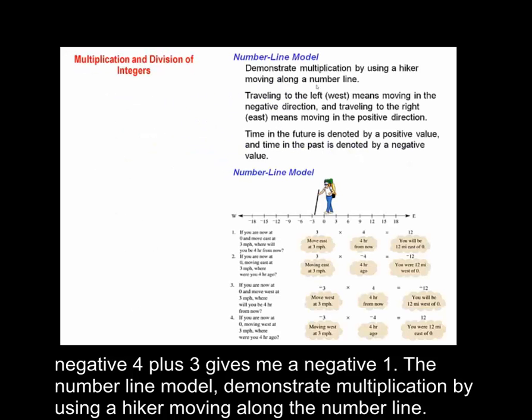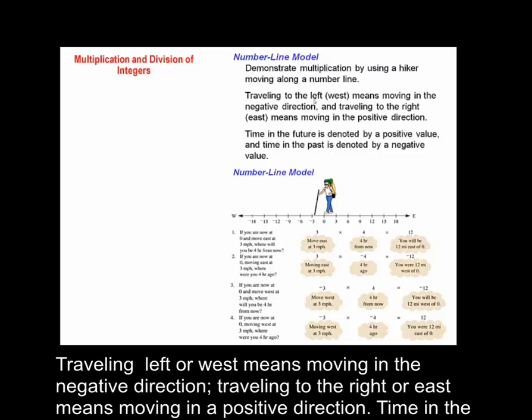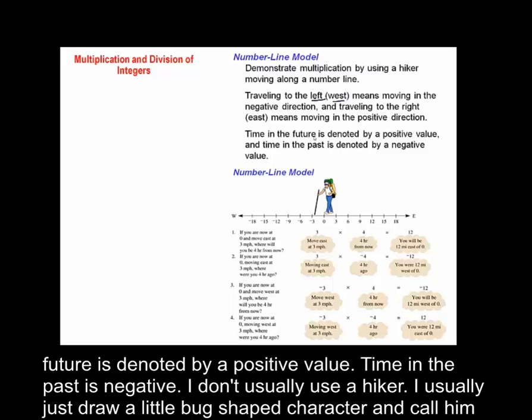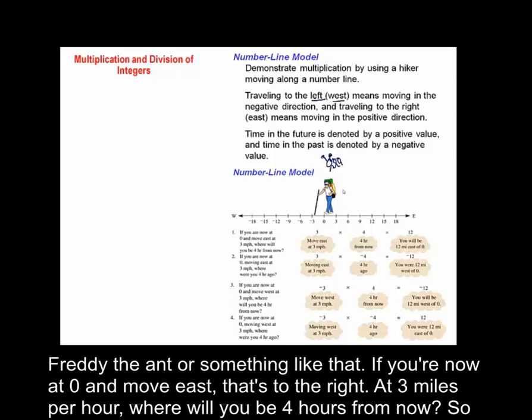The number line model. Demonstrate multiplication by using a hiker moving along a number line. Traveling left or west means moving in the negative direction. Traveling to the right or east means moving in the positive direction. Time in the future is denoted by a positive value. Time in the past is negative. I don't usually use a hiker. I usually just draw a little bug-shaped character and call him Freddy the Ant or something like that.